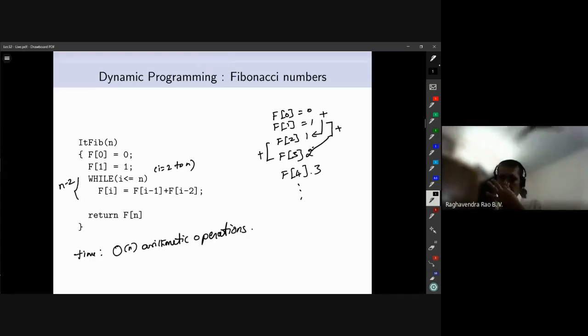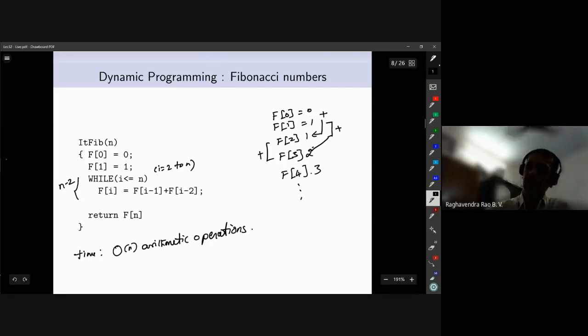If you are looking at bit complexity, for each arithmetic operation, how long can these numbers be? The number could be as big as (1 plus square root 5 by 2) to the n, so this can be order n bits, and addition of two such numbers would require that many bit operations. So if you take bit complexity, this is going to be order of n squared bit complexity.